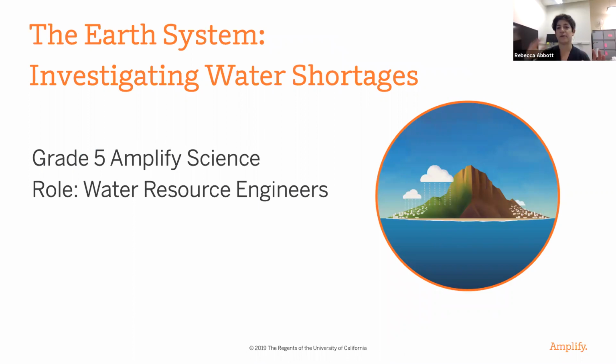We've got a kindergarten through 8th grade set of units that cover 100% of the NGSS. The one I chose to showcase for you today is one of our 5th grade units called The Earth System, Investigating Water Shortages. What I'm going to showcase in this unit will help you gain insight into all Amplify Science units, grades K to 8, and how we designed units of instruction to guide students to figure out a phenomenon.